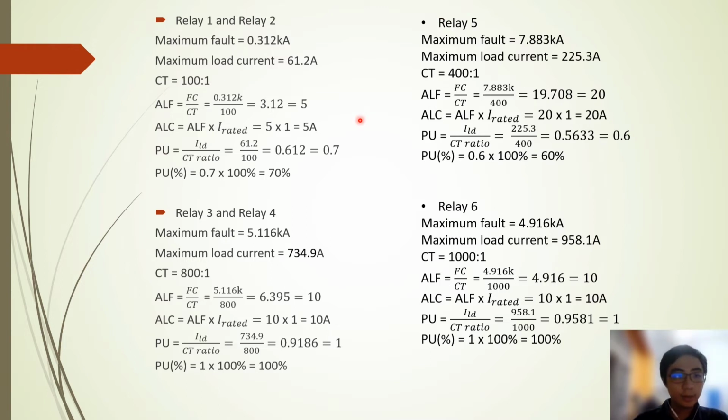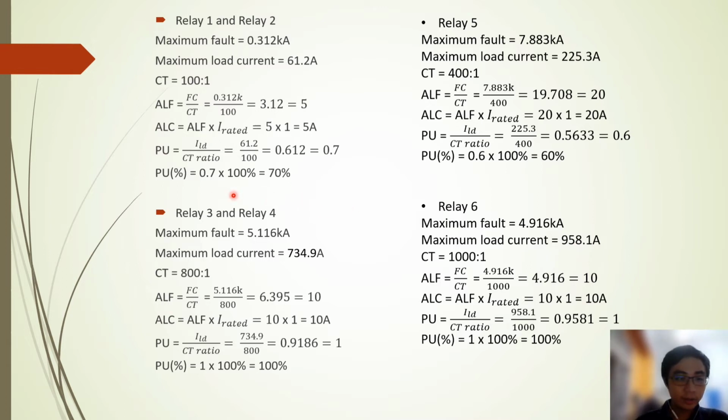Then the PU setting can be calculated by using the maximum load current divided by the CT ratio. So we get 61.2 divided by 100, and the answer is 0.612, which is approximately 0.7 PU. To calculate it in percentage, we multiply 0.7 times 100% to get 70% of the PU setting.